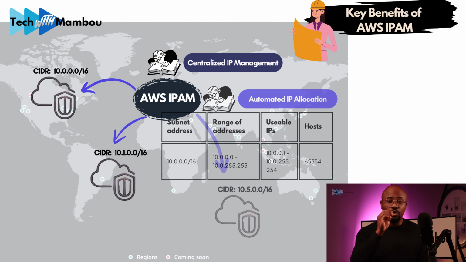As number 2, automated IP allocation. IPAM can automatically allocate IP addresses using predefined pools. It follows your organization CIDR policies, ensuring consistent IP allocation across all VPCs and accounts. This reduces manual errors and simplifies network management.